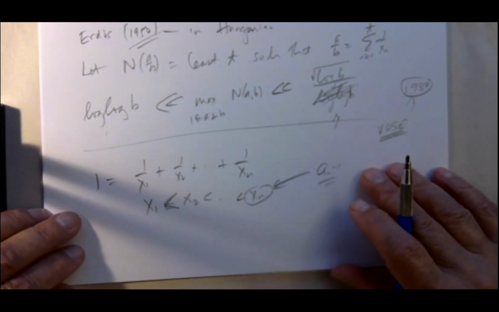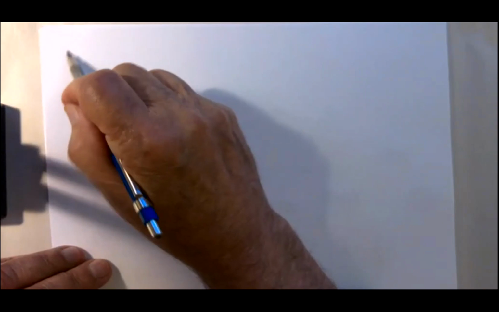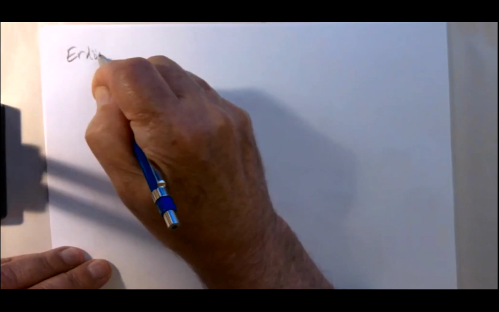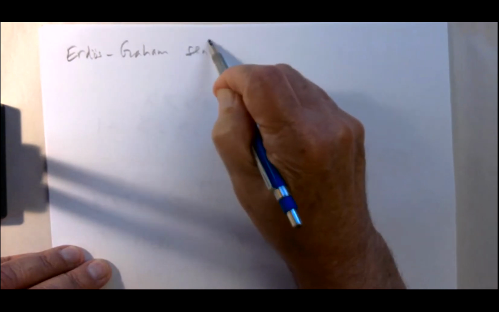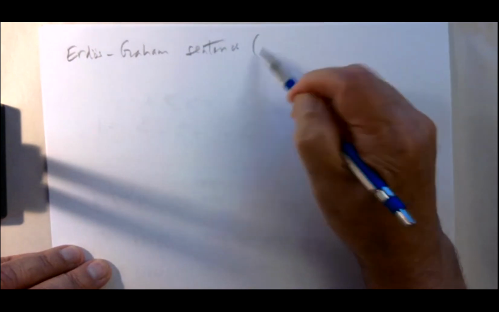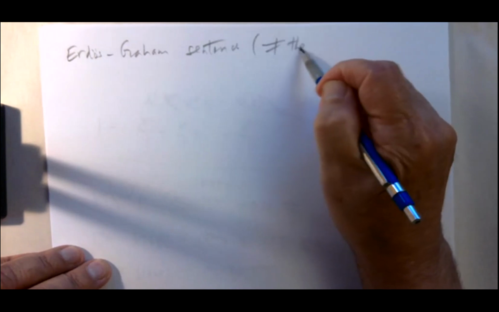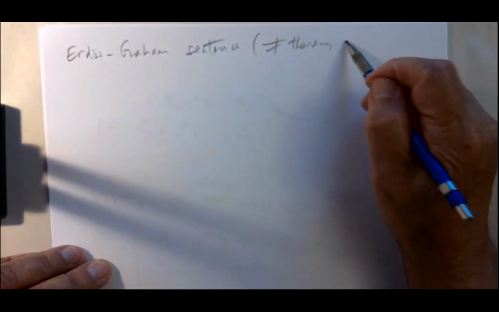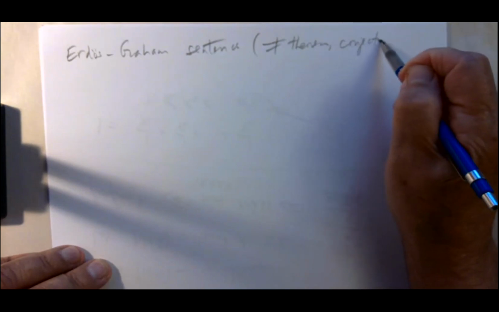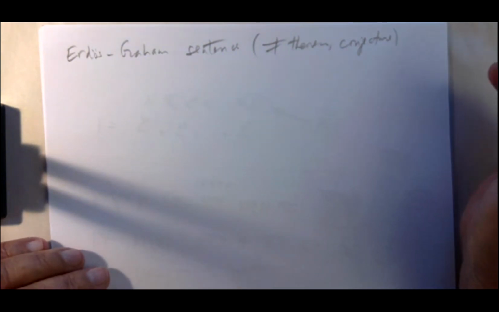There's also the following somewhat mysterious statement. This is an Erdős-Graham, I'll just call it a sentence. You can't call it a theorem because there's no proof. You can't call it a conjecture because they didn't say we conjecture. They just wrote a sentence which says the following.